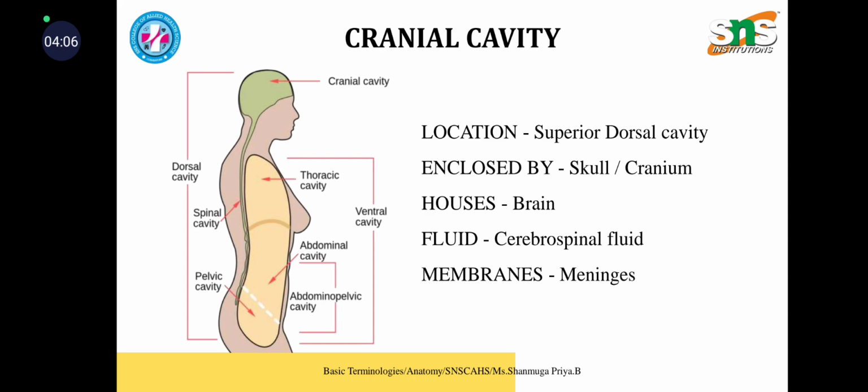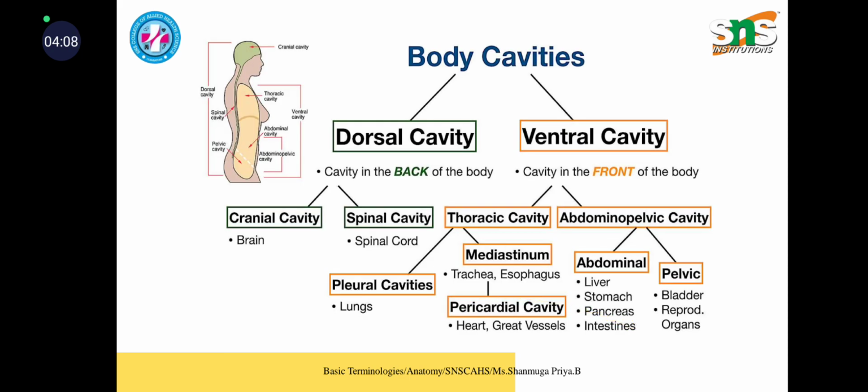And in this section we have seen about the body cavities, under which there are two types of body cavities, dorsal and ventral. Dorsal is the cavity that is present in the back of the body and ventral is the cavity that is present in the front of the body. Under dorsal cavity we have cranial and spinal cavity. The cranial cavity houses the brain and the spinal cavity houses the spinal cord. In ventral cavity we have two specific cavities. One is thoracic and another one is abdominopelvic cavity.